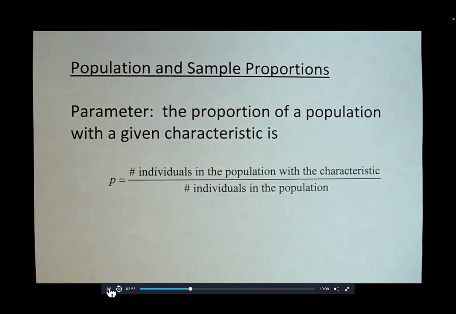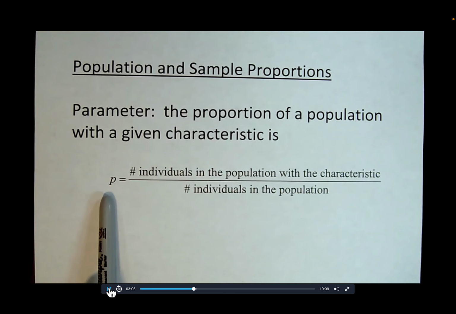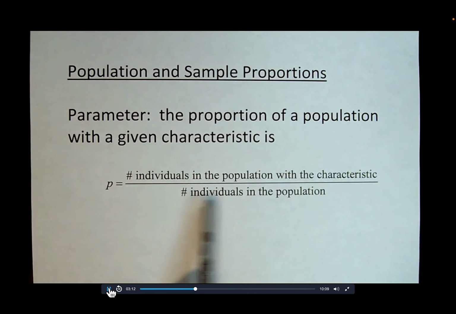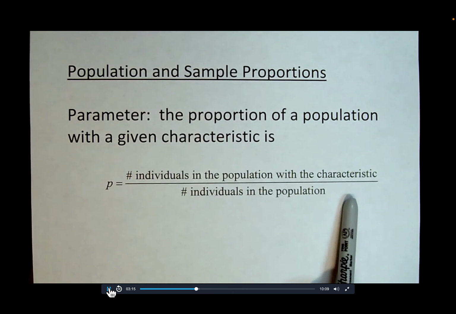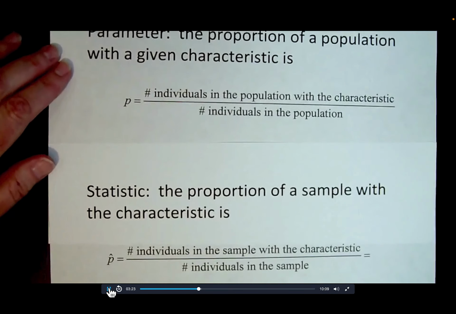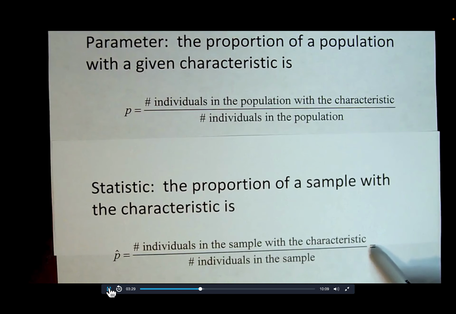Okay, so let's talk a little bit about population and sample proportions. Remember, a number that describes a population is called a parameter. The parameter we're interested in investigating a claim about is the one we've called P, which is the number of individuals in the population with a characteristic divided by the total number of individuals in the population. That's just what a proportion is. And of course it can be expressed as a percent. The same number, if you get it from a sample, remember a number that describes a sample is called a statistic.